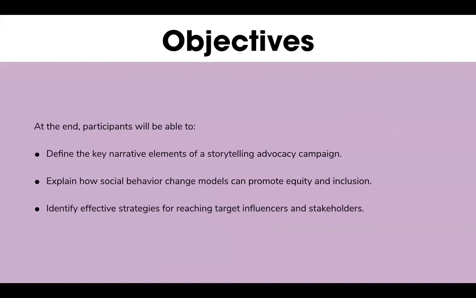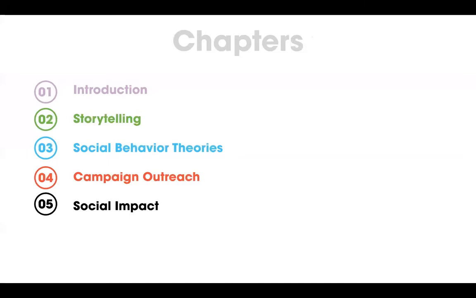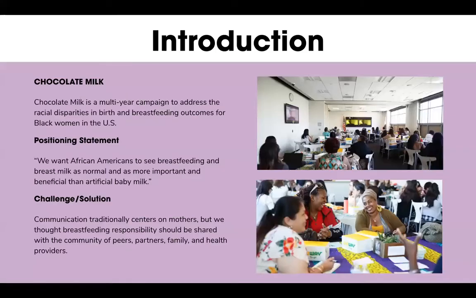At the end of the presentation, participants will be able to define the key narrative elements of a storytelling advocacy campaign, explain how social behavior change models can promote equity and inclusion, and identify effective strategies for reaching target influencers and stakeholders. I've broken this presentation into 5 chapters, starting with an introduction, a chapter on storytelling, social behavior theories, campaign outreach, and social impact. Chapter 1, Introduction.